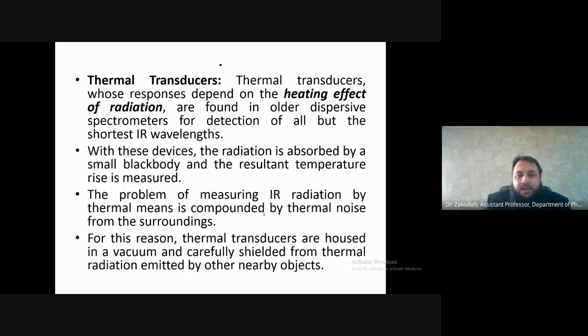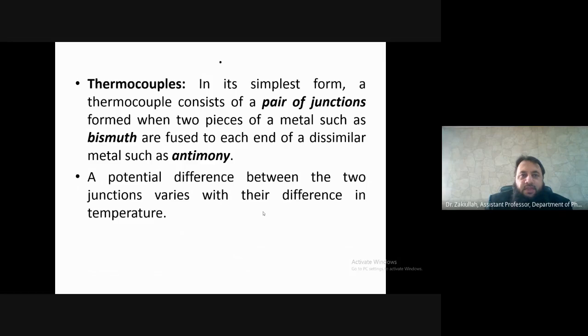The problem of measuring IR radiation by thermal means is compounded by thermal noise from the surroundings. For this reason, the thermal transducers are housed in a vacuum and carefully shielded from the thermal radiation emitted by other nearby objects. Now, there are different types of these thermal transducers. One of them is the thermocouples.